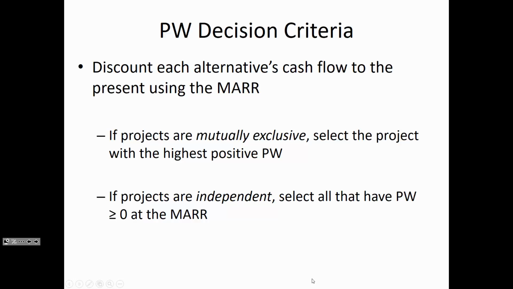And so the approach here in the present worth method is to discount the entire cash flow to the present using the MAR. And what does MAR stand for? Good. Minimum attractive rate of return. And remember that the minimum attractive rate of return is a policy decision that organizations make. It can be private companies or governments. It's a decision that weighs several factors.